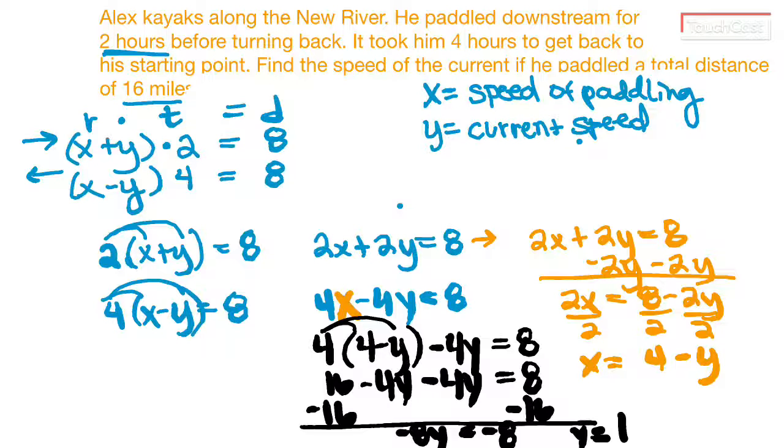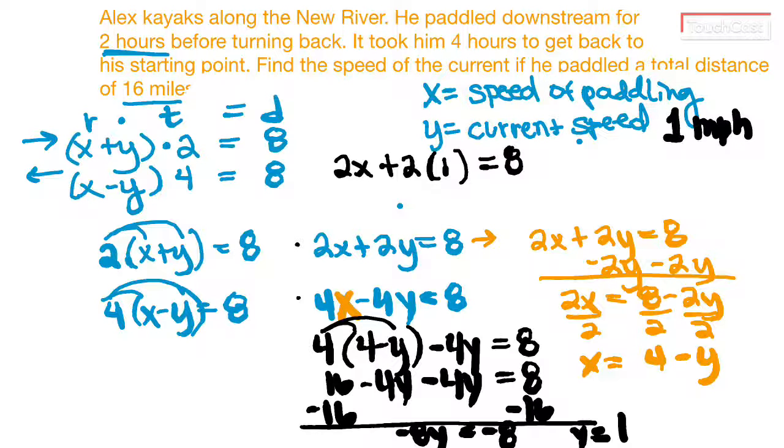So we find that y is 1 mile per hour. It's fine. And then we want to find his speed at which he was paddling. And so we need to plug back into one of our original equations, either this one or this one. We'll go with this one up here, and we'll say 2 times x plus 2 times 1 mile per hour that the current was pushing him along or holding him back is equal to 8.